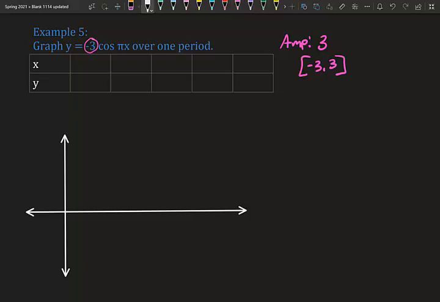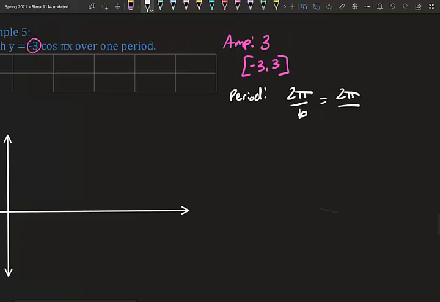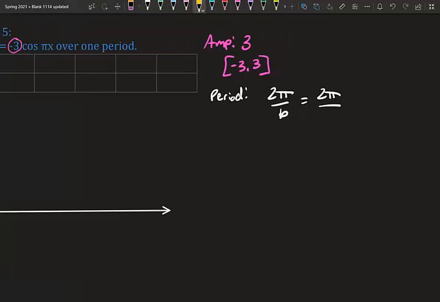Alright, now we find our period. So our period for cosine and sine, it's a formula. It's 2 pi over b. B is the number in front of x. This time it's pi. So we simplify and we just get 2. So that means our period is from 0 to 2. Yes, that's possible. You don't have to have a period that has a pi in it. It's just normal numbers, 0 to 2. Awesome. That means splitting it up is going to be so much easier.